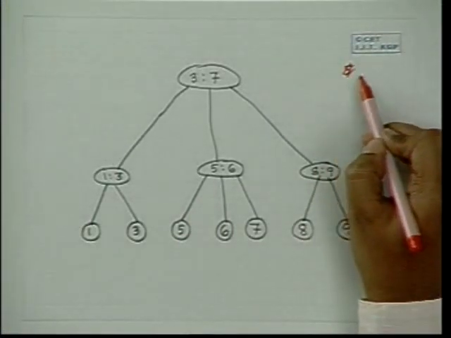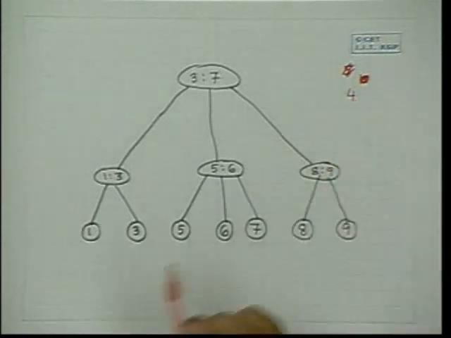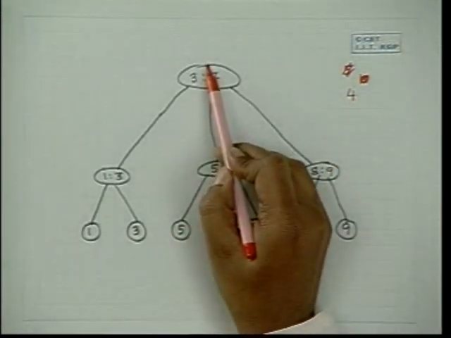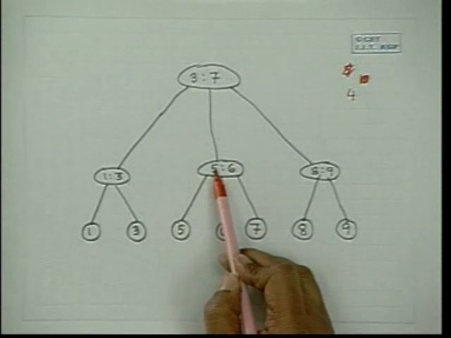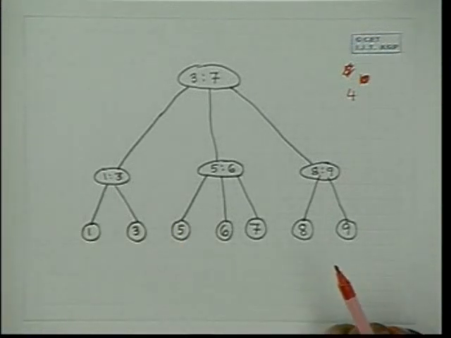If it is, say, 4, you'll come here, you'll move along the middle pointer, come here, move here. Once you reach a leaf node and it's not the value that you expect, you'll say does not exist.